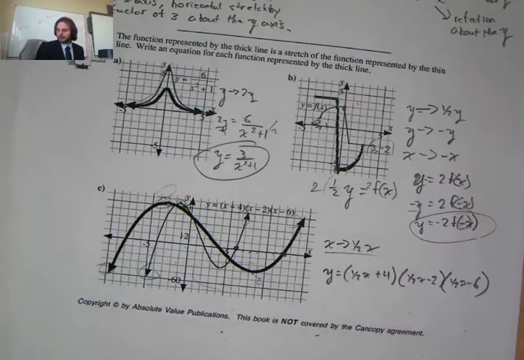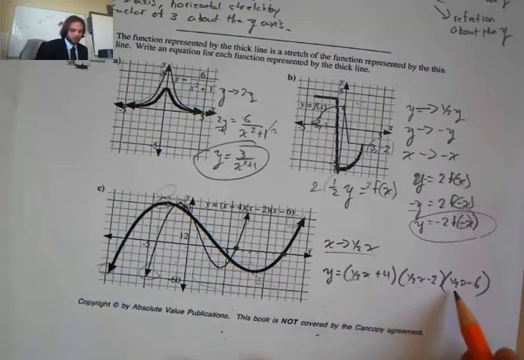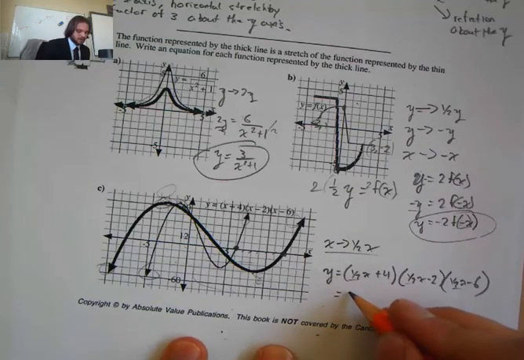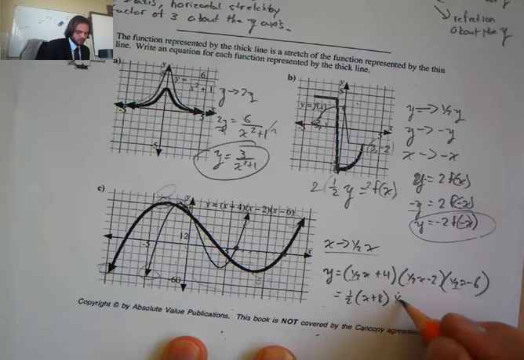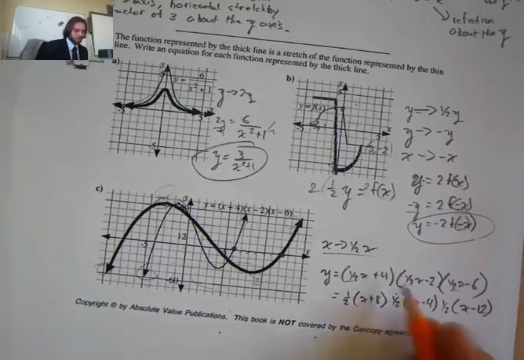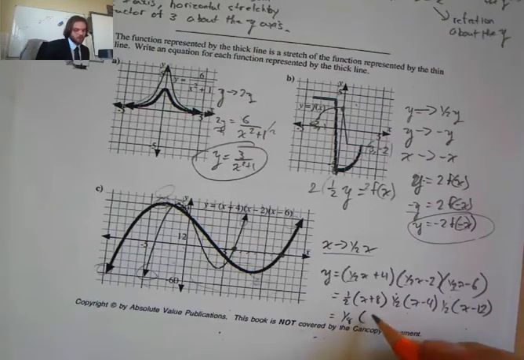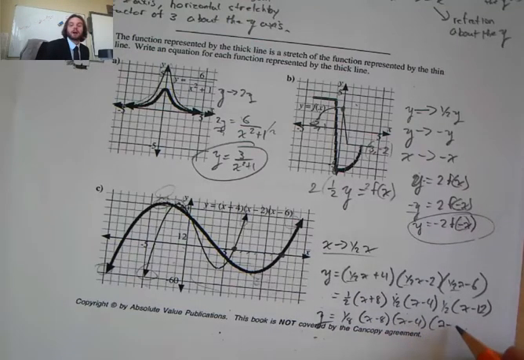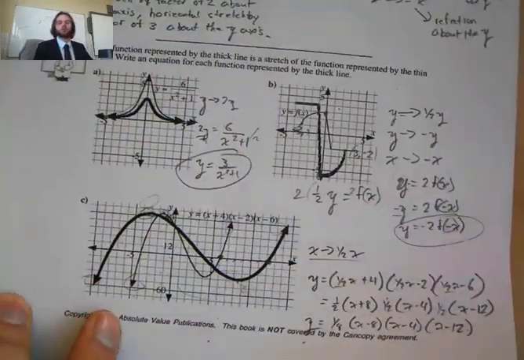If I want, I can multiply each of those by 2, or I can factor out a 1 over 2 from each of these. So that's the same thing as 1 over 2, x plus 8, 1 over 2, x minus 4, 1 over 2, x minus 12. Okay? So multiply all these together, that's going to give me 1 over 8, or 1 over 2 to the 3, x minus 8. This is y equals x subtract 4, and then we have x subtract 12. Okay? And that's everything. So we are now done all the way up to question 3.